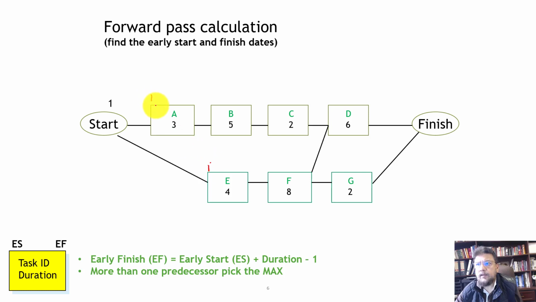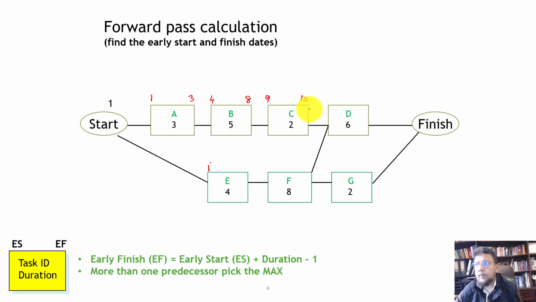So to calculate the early finish, it would be 1 plus 3, that's 4 minus 1, so that becomes 3 again. Now I can go to the next activity. If this is finishing on the 3rd, the next available day for work is the 4th. So we go to 4th, and then 4 plus 5 is 9 minus 1, that becomes 8. Now if this is finishing on the 8th, the next available date is 9, so that becomes 9. And then 9 plus 2, 11 minus 1, that's 10.